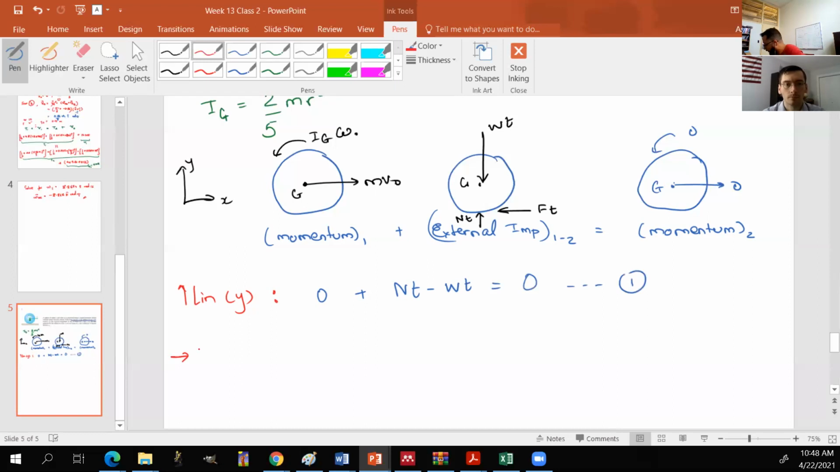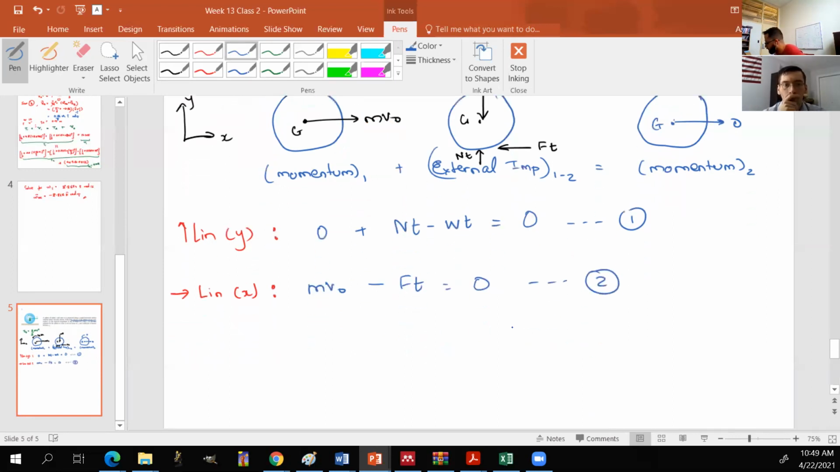Then you do linear momentum in the x direction. So here, what's your linear momentum in the x direction? m v naught, minus your frictional force, so minus F t like that. And what's your final momentum in the x direction? Also zero, okay.